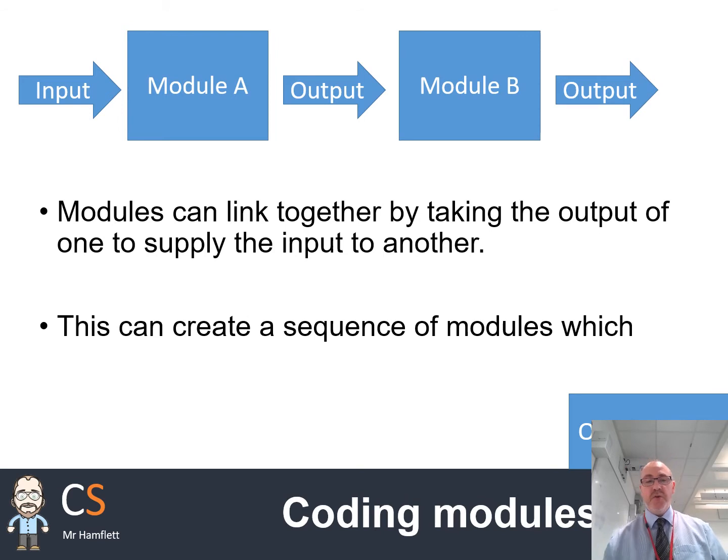So coding modules, now one of the key things to remember is that sometimes modules link together. So for example, let's say we have two people coding two different things, module A, module B. The input to module A might produce an output. That output then goes into module B to produce a final output. So you have a sequence of modules. That's very common. So I'll give you a more concrete example.